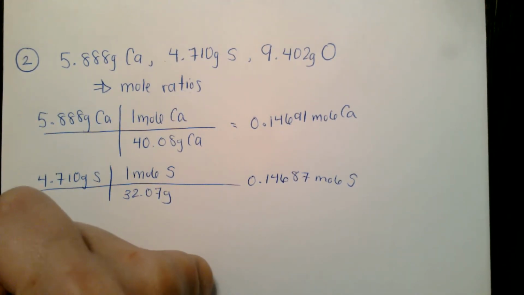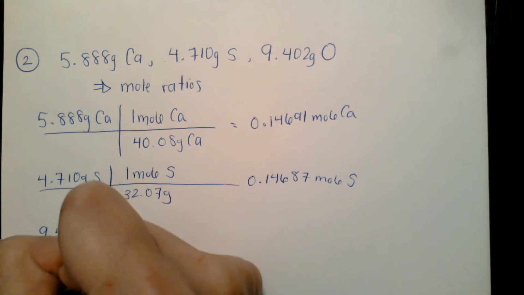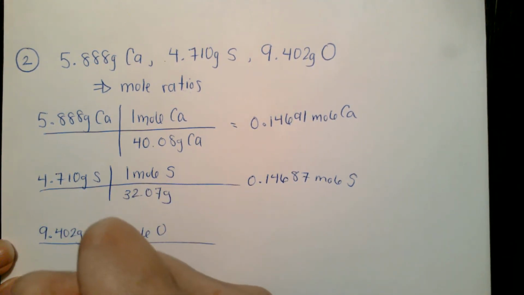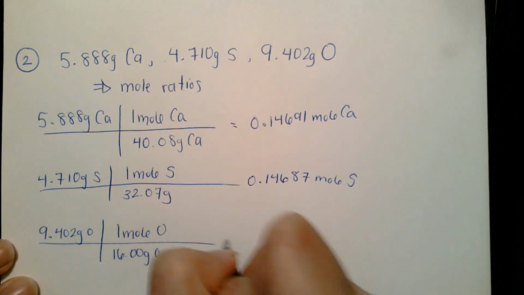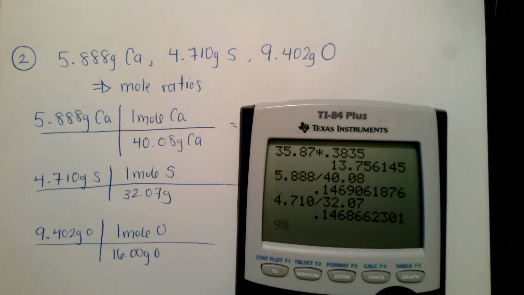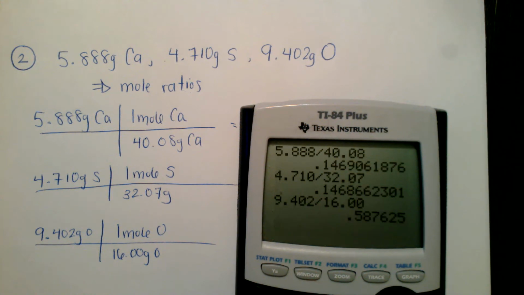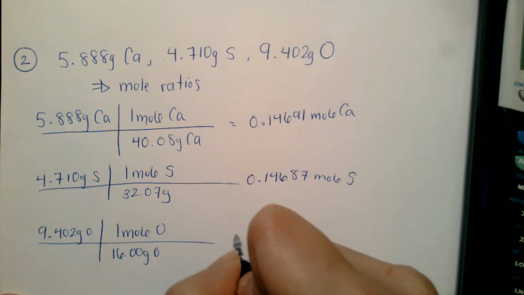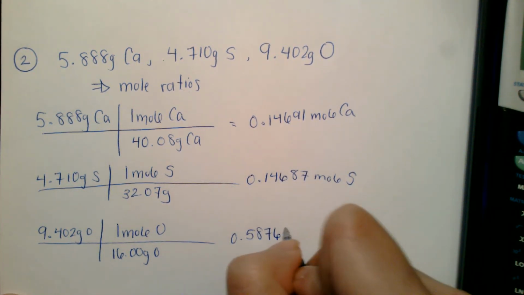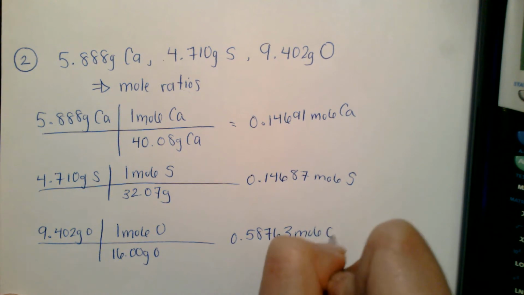So we have 9.402 grams of oxygen. So 1 mole of oxygen for every 16 grams of oxygen. Okay, so last one, 9.402 divided by 16 gives us 0.5876, we'll keep one more, 0.58763 moles of oxygen.